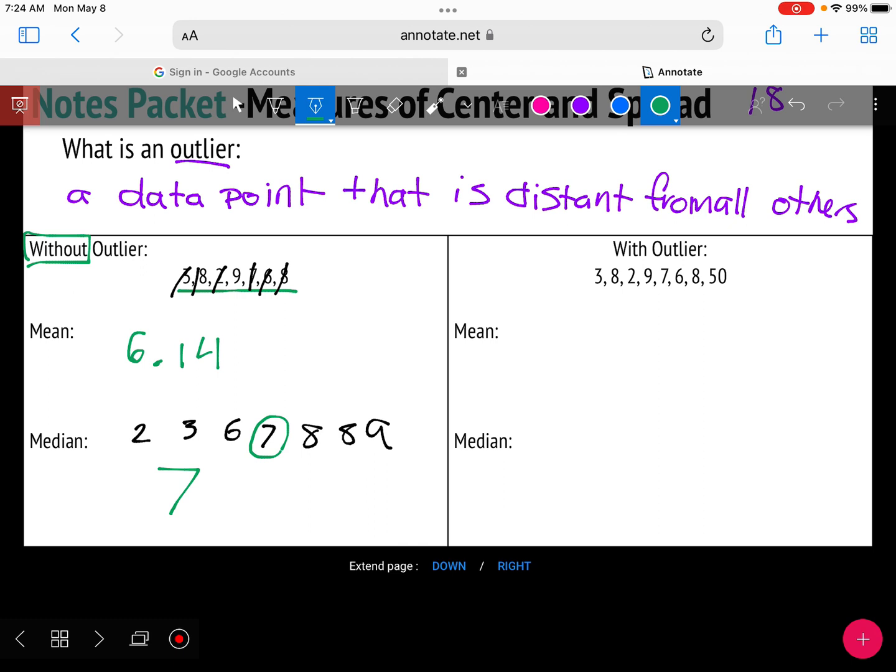Okay, so there's our two measures of center. We've got mean and we've got median. We're going to see what happens if we take the same data set, but we put in an outlier of 50. Everything else is the same. So think of it as measuring shoe sizes. This is shoe sizes in an 8th grade class, and Jack comes to visit.